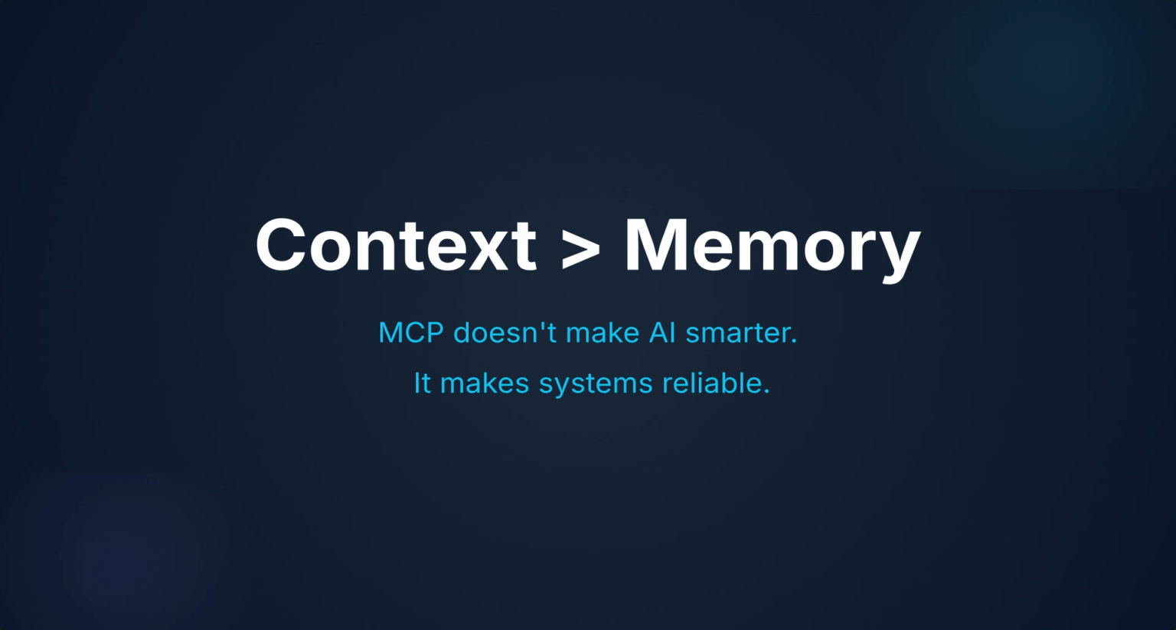Ultimately, the key takeaway is that context is greater than memory. MCP doesn't make the AI inherently smarter, but it makes your AI systems reliable and scalable.